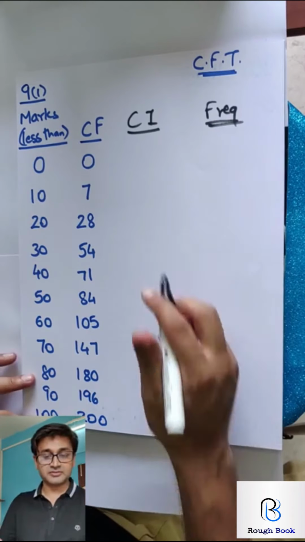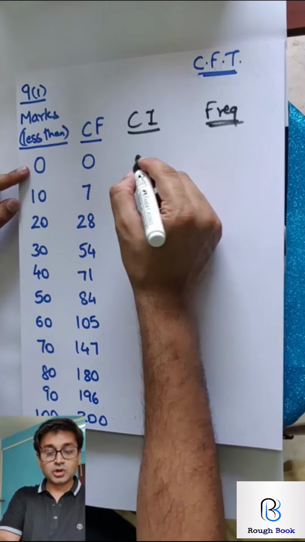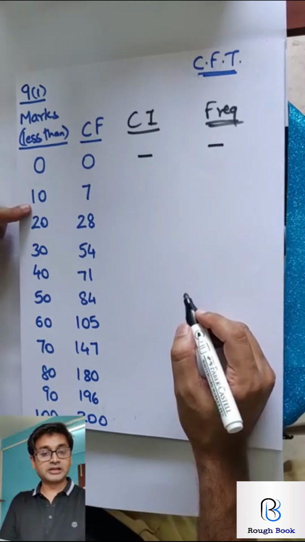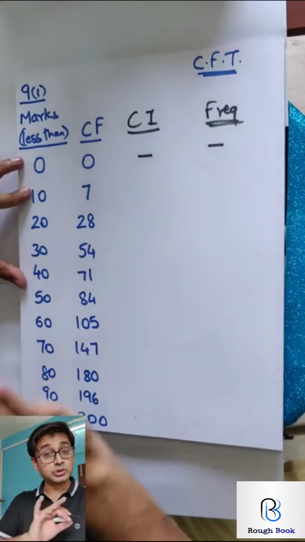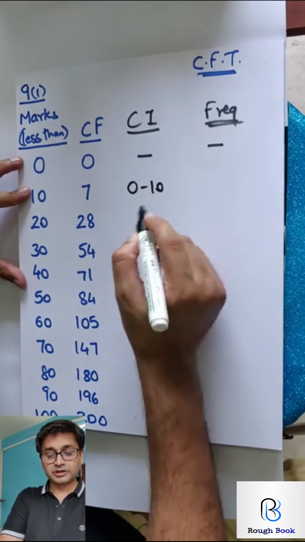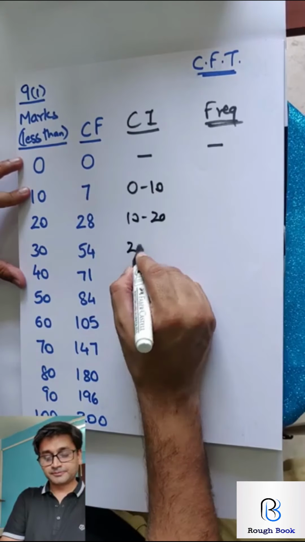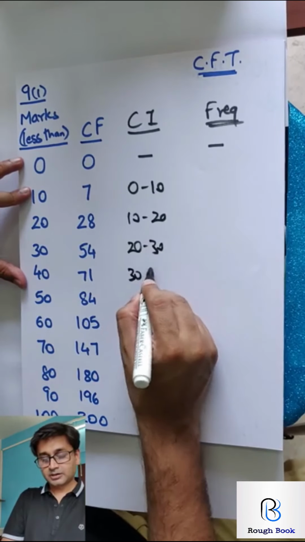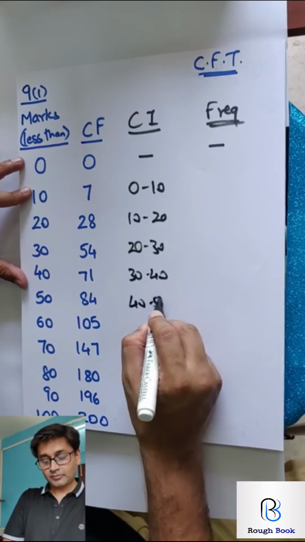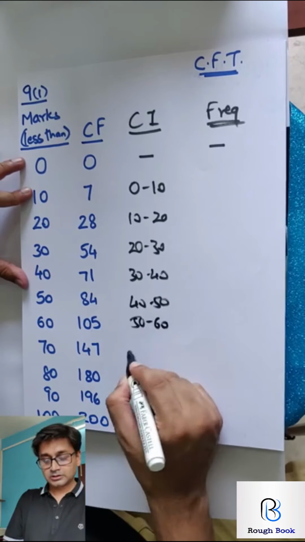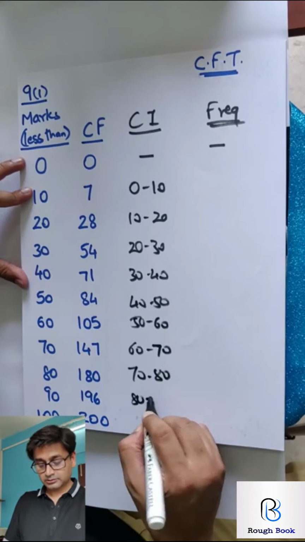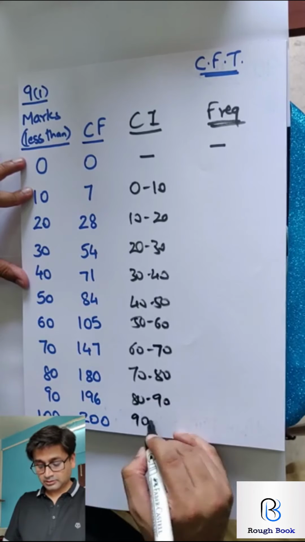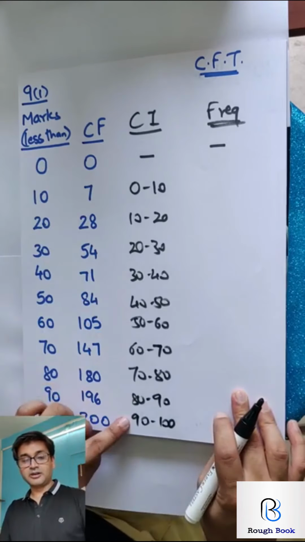Class interval is very simple. 0 to 10 you can take. So don't look at the first one. Go directly here because this is 0 to 10. Alright. So for the first one put a blank, otherwise you will get confused. So 0 to 10, 10 to 20, 20 to 30, 30 to 40, so here we go. All the values are there.